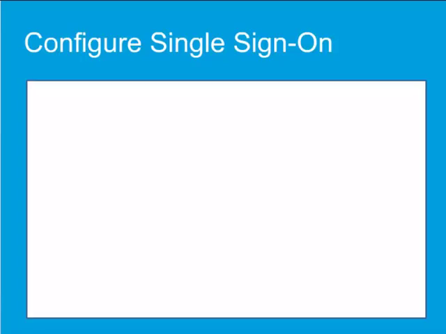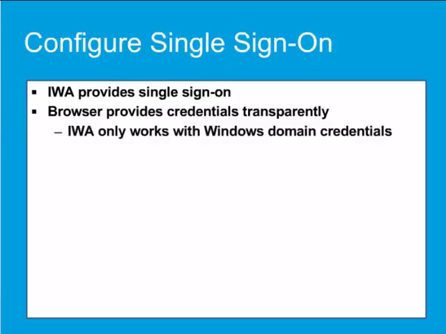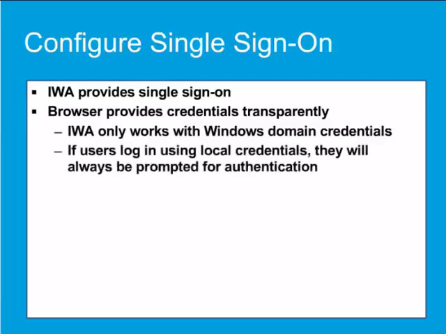One of the main benefits of IWA is that it can provide a single sign-on experience for users because it uses the workstation login to authenticate users. When configured properly, the browser will provide the credentials to the ProxySG transparently when challenged for NTLM or Kerberos credentials. The user will always be prompted for basic authentication credentials. IWA only works with Windows domain credentials. If users log into the workstation with local credentials instead of domain credentials, they will always be prompted whenever the ProxySG returns an authentication challenge.